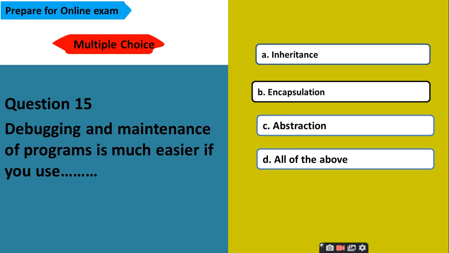Question number 15. Debugging and maintenance of programs is much easier if you use dash. Options are inheritance, encapsulation, abstraction, all of the above. And the correct answer is B, encapsulation. If you are using encapsulation, then debugging and maintenance of the program is easier.